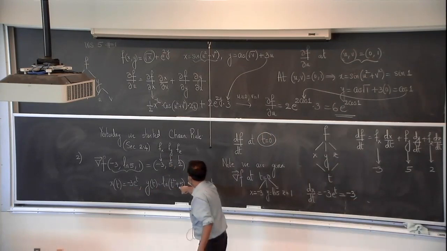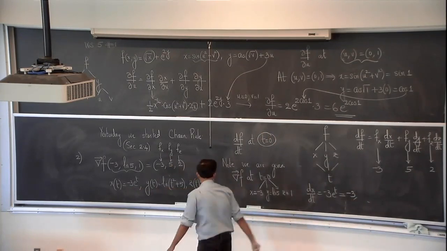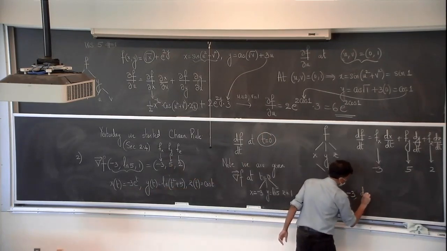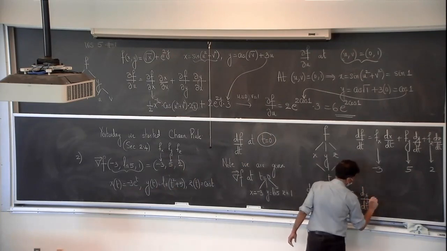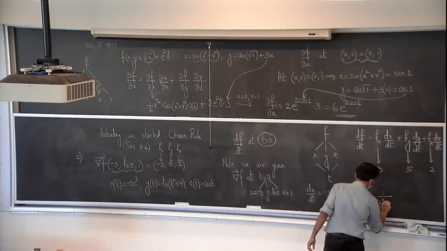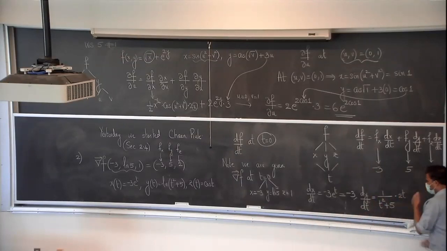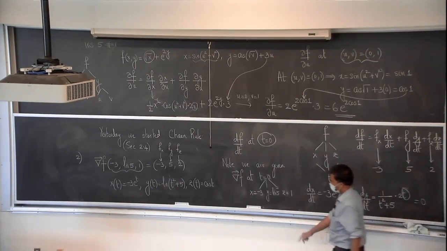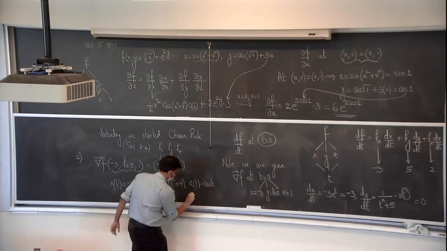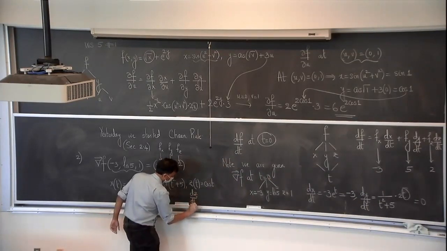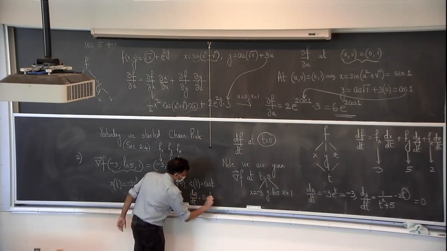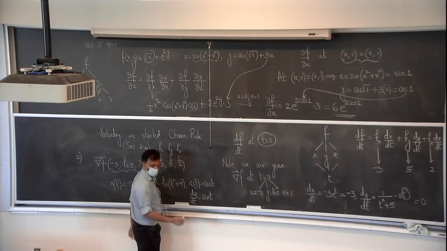And at t equal to 0, that is going to be -3. dy dt is the derivative of this function. It's going to be 1 over (t squared plus 5) times the derivative of t squared plus 5, which is 2t. And at t equal to 0, this is just 0. And the derivative of z with respect to t is sine of t. Again, at t equal to 0, that is 0.